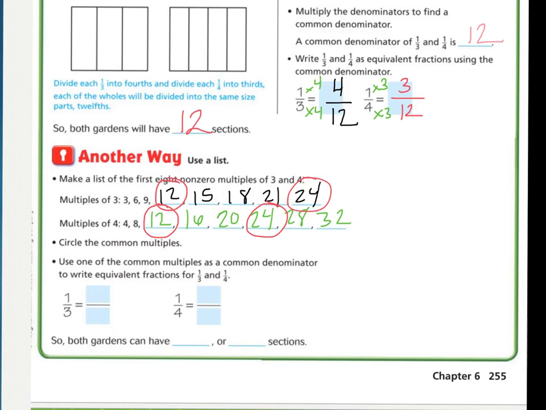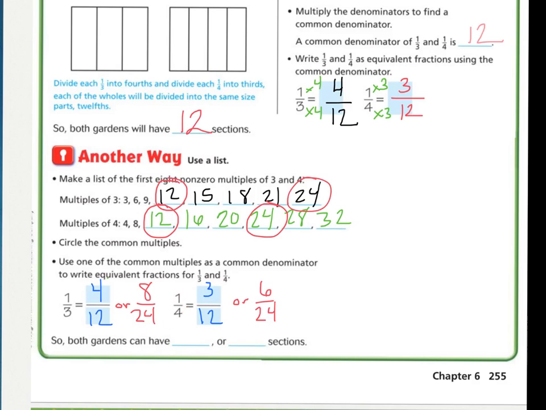Press pause and decide if you're going to use 12 as their denominator or 24, and then write in the equivalent fractions. So you had a choice. You could have used 12 as your denominator for both of them, and you would have ended up with 4/12 and 3/12. Or if you chose to use 24, you would have had to say, what did I multiply 3 by to get 24? I had to multiply it by 8, so I also had to multiply my top number by 8, so I'd get 8/24.